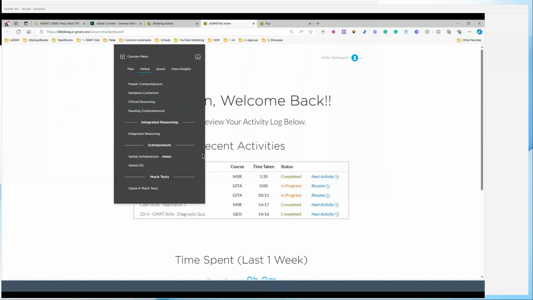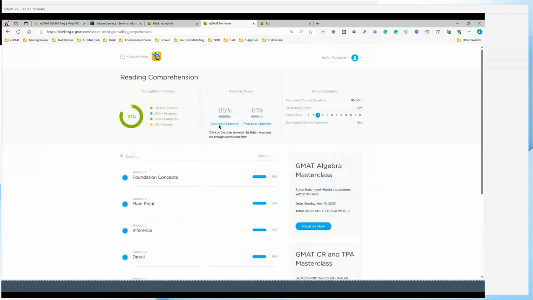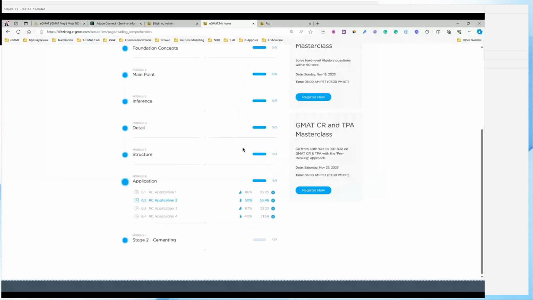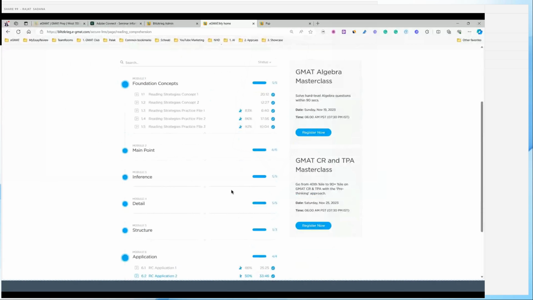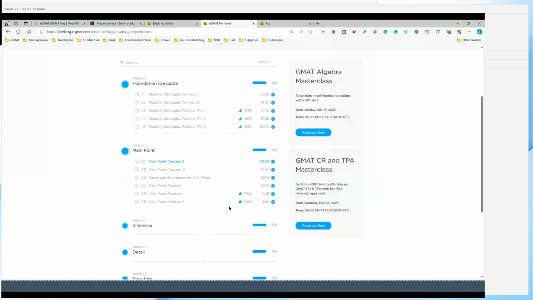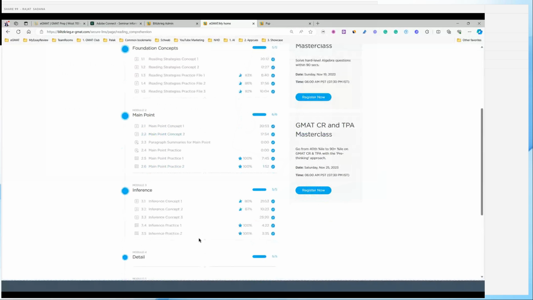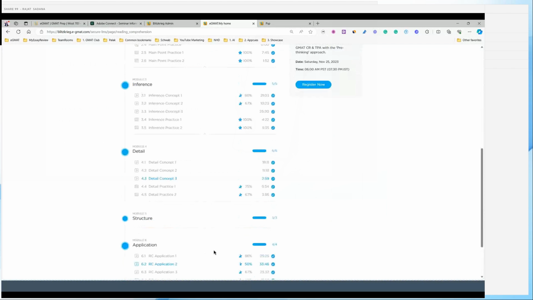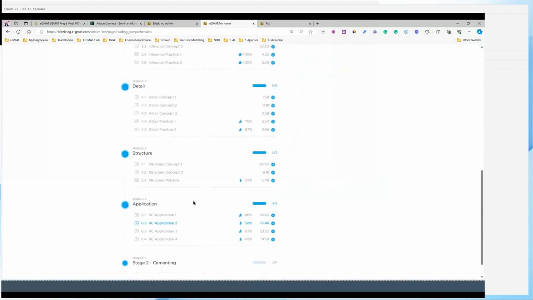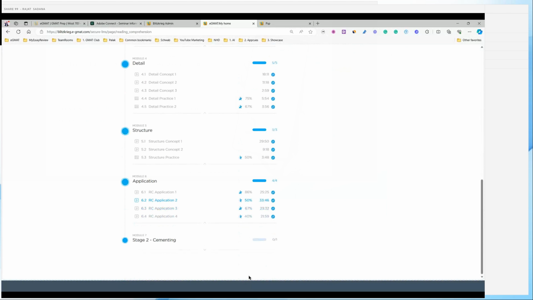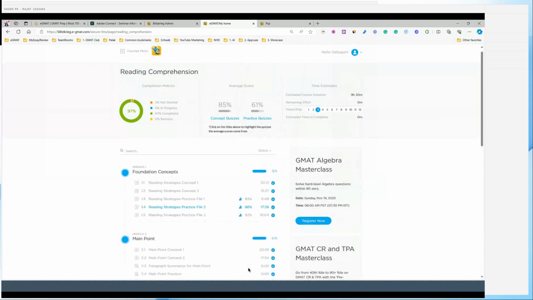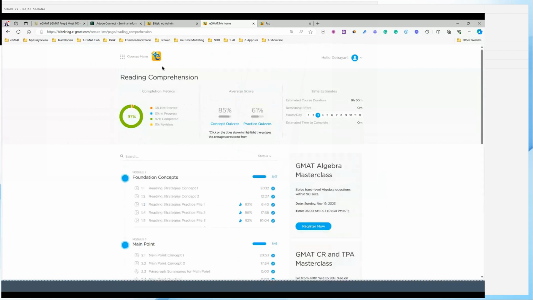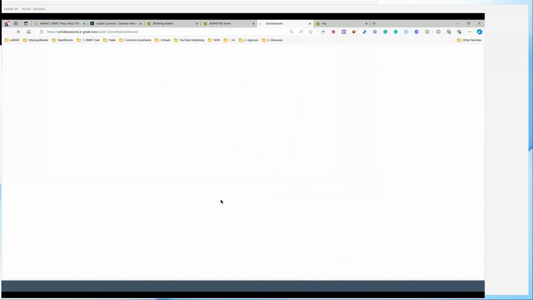If you're an e-GMAT student, you want to make sure you get through your RC course, starting with the foundation concepts, which tell you the reading strategies. Whatever reading strategies you talked about, you do that. Then you go through the main point concepts, then you go through the inference files, then you go through the detailed files and through the structure concepts, and go through all the application files. This is just the learning part of the course. You have about 20 passages here. And then you want to make sure you do cementing in Scholaranium.